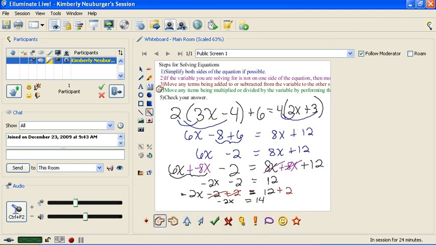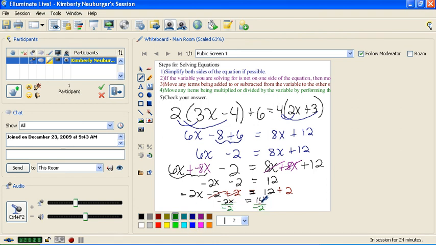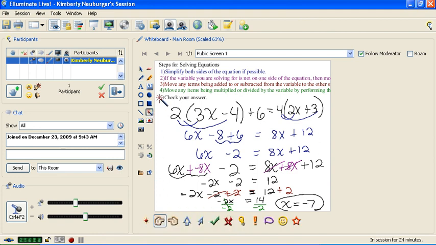So if we take a look at step 4, we need to move anything multiplied or divided. And we're multiplying by a negative 2. So to move that over, I'm going to divide by negative 2, which is the same thing as multiplying by a negative 1/2. These 2's cancel, and I'm left with x equals negative 7, because 14 divided by negative 2 is negative 7. So I believe that my solution is negative 7. We need to check it, which is our last step.